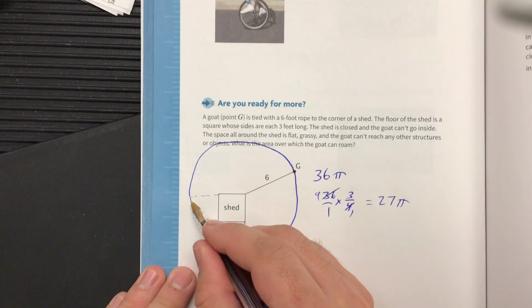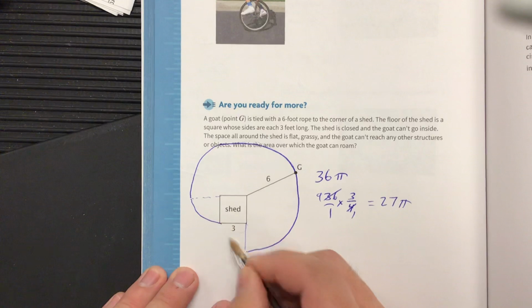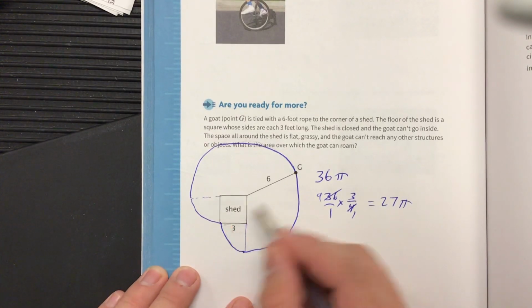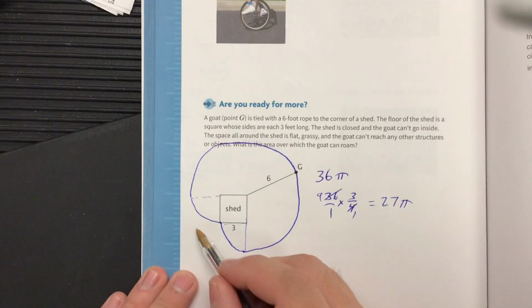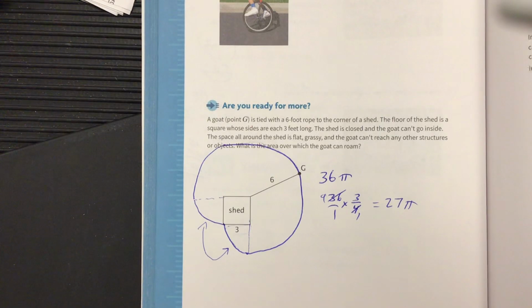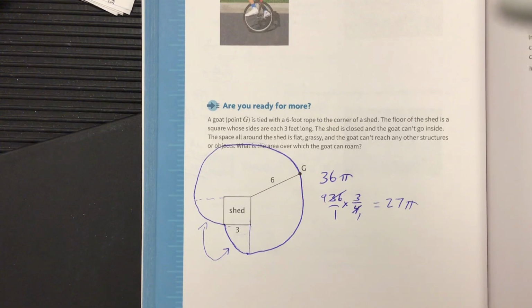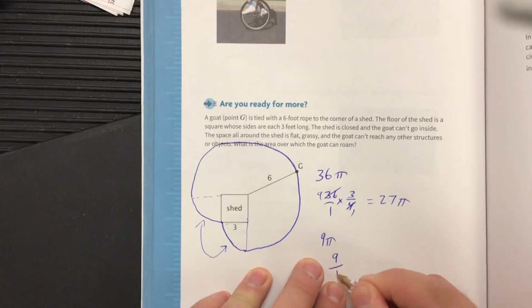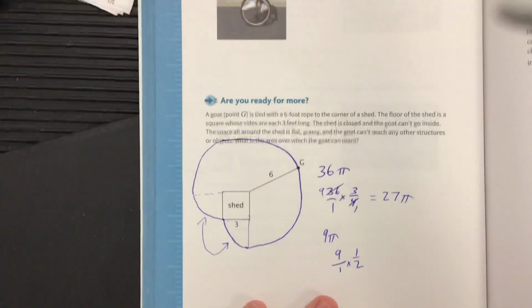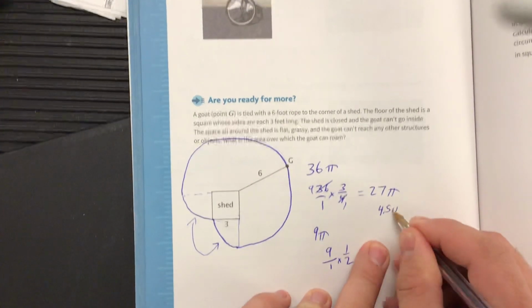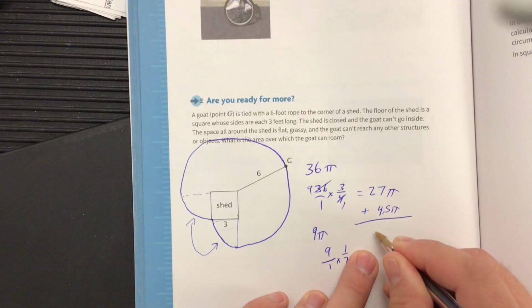But also now this goat's going to be able to reach up to this corner of the shed because it can go 3 feet and 3 feet, my 6-foot rope. So looking at these two circles, how big of a circle is that? Half a circle. What's the radius of it? 3. What's 3 squared? 9 times pi. And you said half of that. It's half of 9. 4.5 times pi.